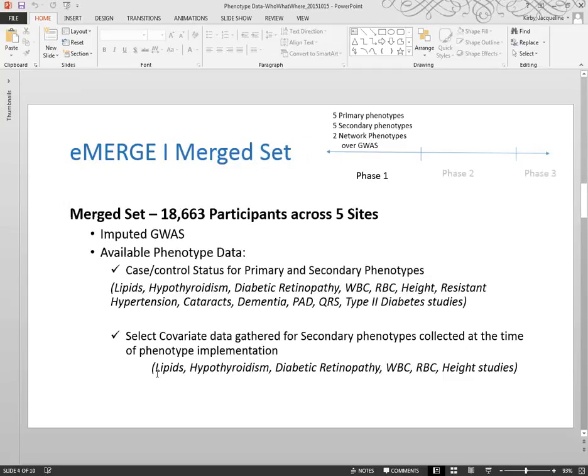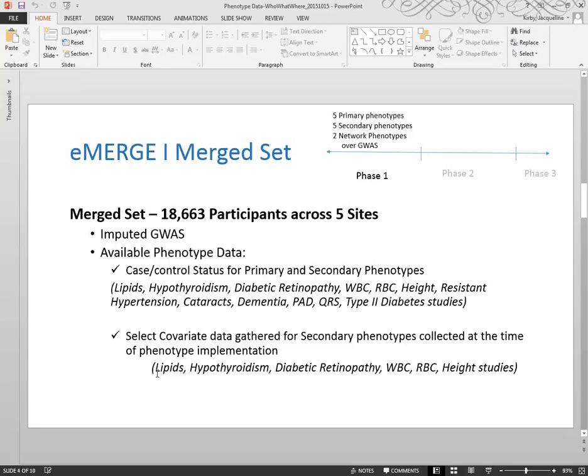So as I said, this has been a long grant, and there's been a lot of effort over the last 8 years leading up to this point. The first eMERGE grant is oftentimes called Phase 1, and this was the first 4 years of the grant. During the course of that grant, there were 5 primary, 5 secondary, and 2 network phenotypes over the overall GWAS set. This data set ended up being merged and created into a single imputed GWAS set, which included 18,663 participants across the 5 sites from Phase 1.